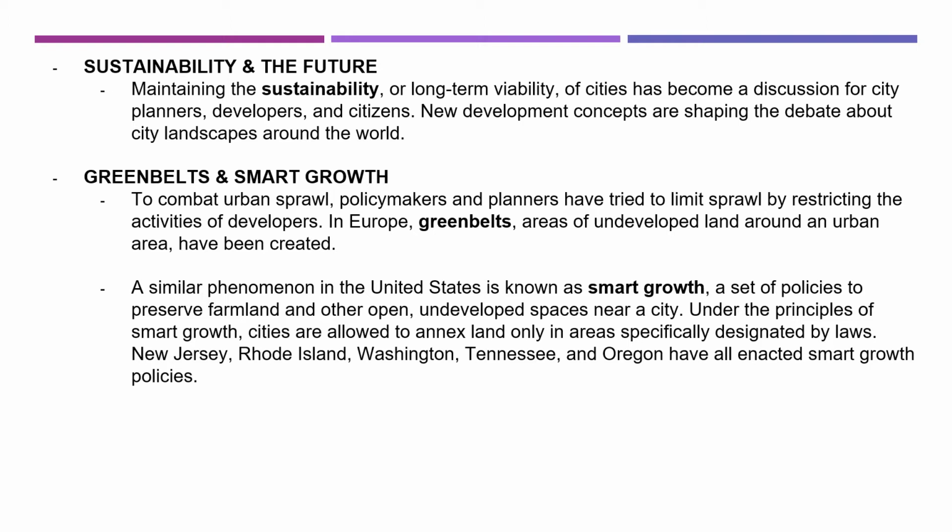A similar phenomenon in the US is known as smart growth, a set of policies to preserve farmland and other open, undeveloped spaces near a city. Under the principles of smart growth, cities are allowed to annex land only in areas specifically designed by law. New York, Rhode Island, Washington, Tennessee, and Oregon have all enacted smart growth policies.